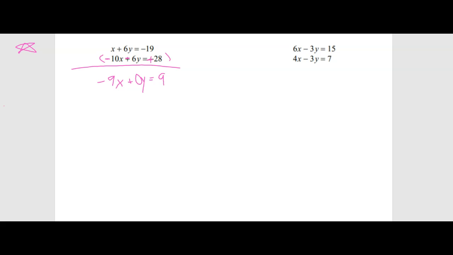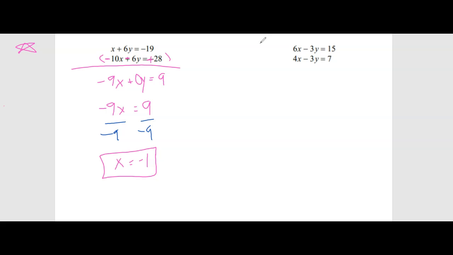Well, we have now come up with a single variable equation because the y's were eliminated. And now I just have to divide both sides by negative 9 to get x is equal to negative 1. So not only can you add 2 equations together to get rid of or eliminate one of the variables, you can subtract them as well.